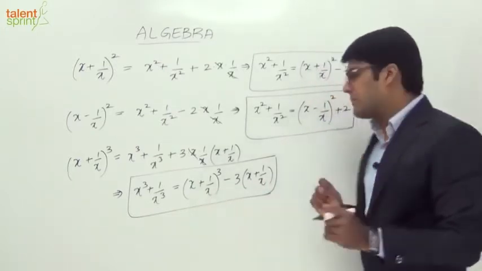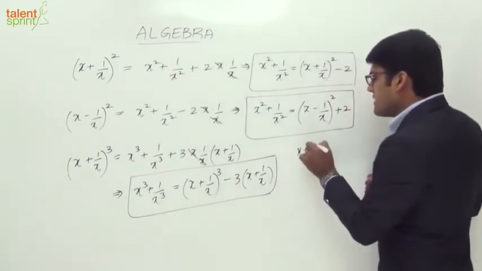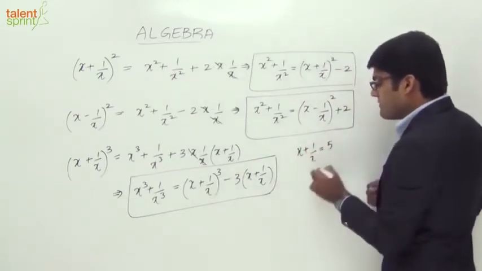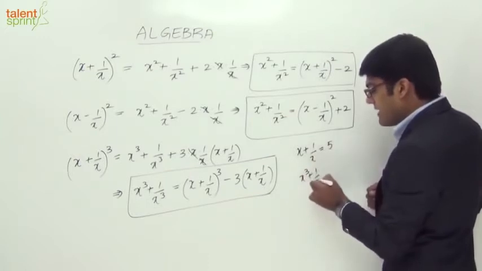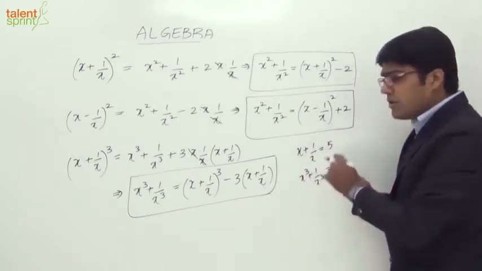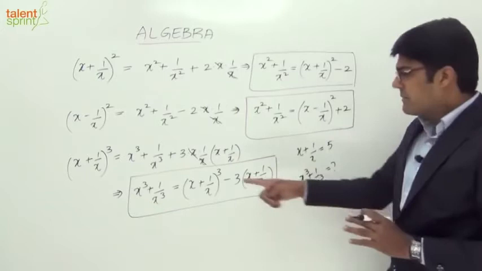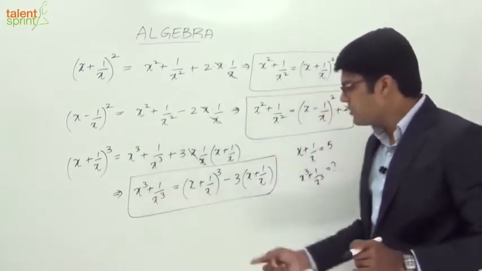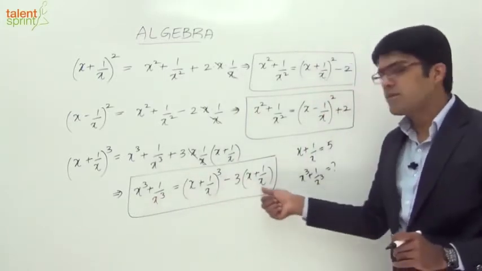Let's take a very simple example. The question says x plus 1 by x equals 5. Find out x cube plus 1 by x cube. We need not do the whole expansion here. Just remember this identity. x cube plus 1 by x cube is x plus 1 by x whole cube minus 3 into x plus 1 by x.